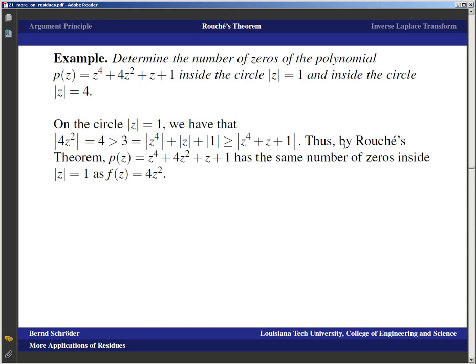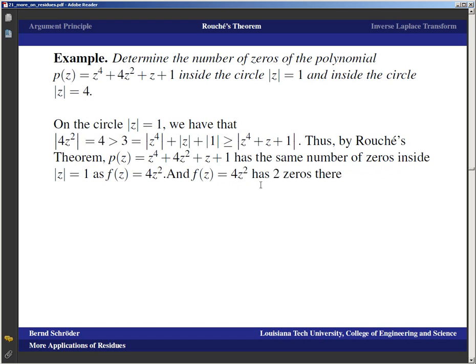So that means if you're using Rouché's theorem, the function p of z equals z to the 4th plus 4z squared plus z plus 1 has the same number of zeros inside that circle as the function f of z equal to 4z squared, because you use f of z equals 4z squared and the rest is your g.